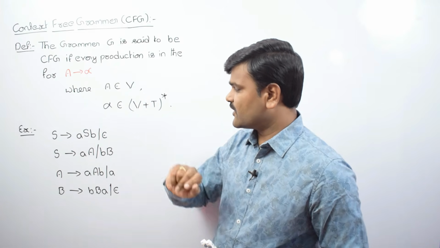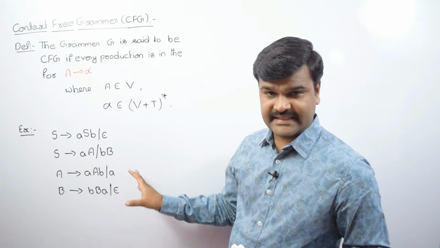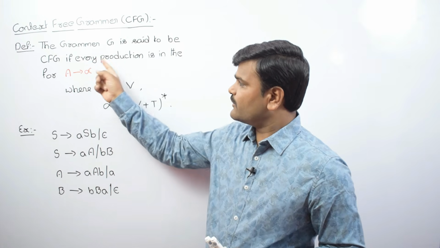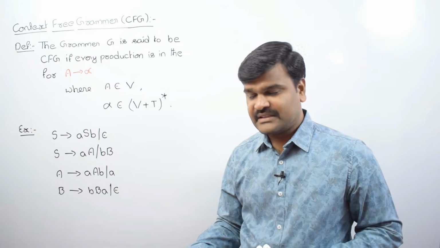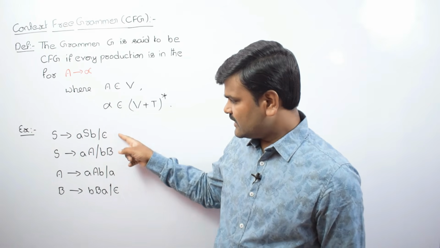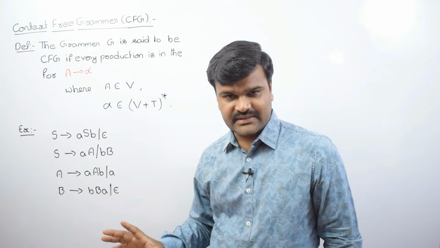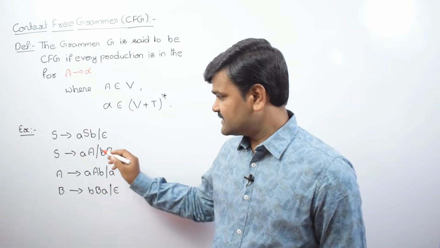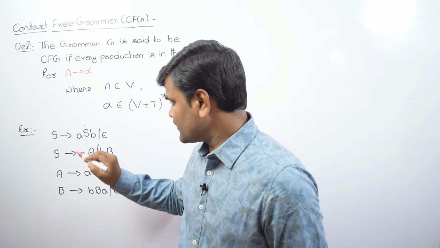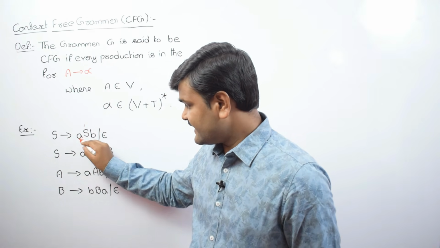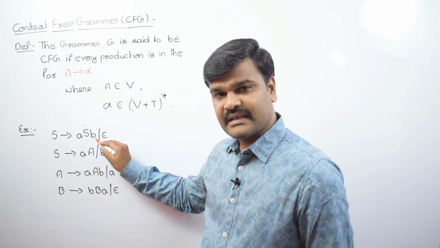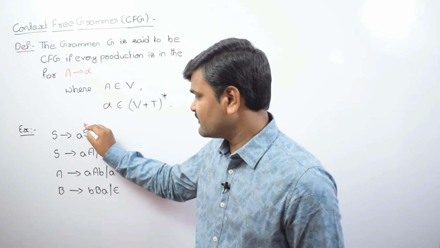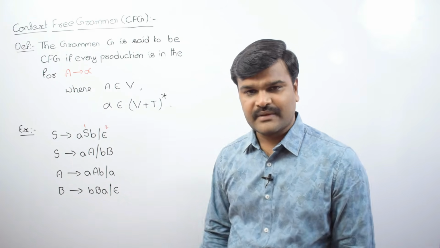If every production... for example, if you take this example, every production. What is the meaning of production? Here in this example, this is the grammar, that means these are a set of rules, and in this set of rules, this is one production: S is deriving A S B or S is deriving epsilon. That means this is production 1 and this is production 2.